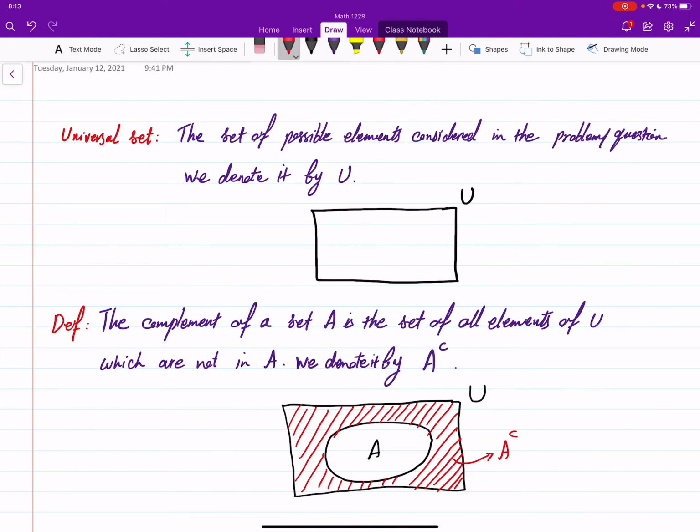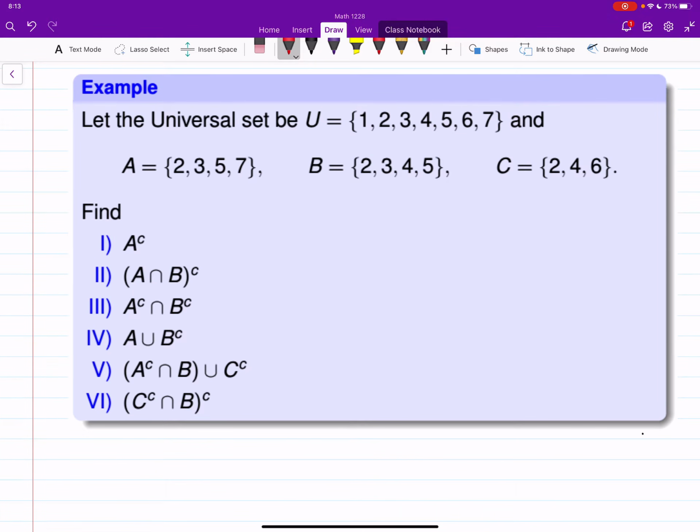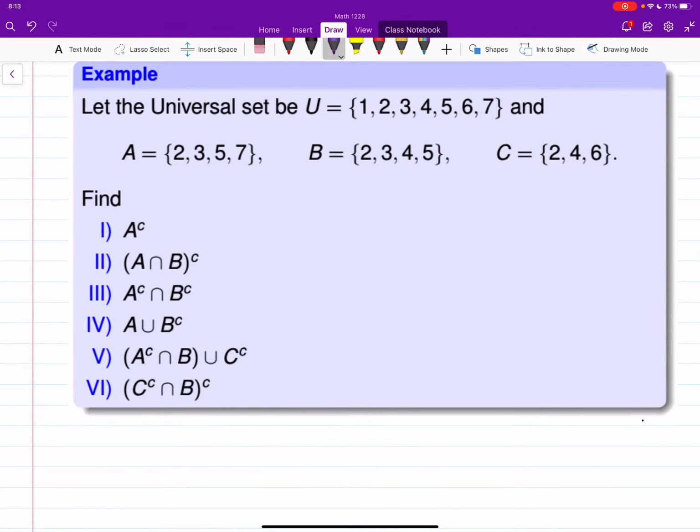Let's do some examples. Okay, starting with this one, I have been given the universal set. Universal set is the set of numbers from 1 to 7. And A is 2, 3, 5, 7. B is 2, 3, 4, 5. And C is 2, 4, 6. Now, let's find what is A complement.